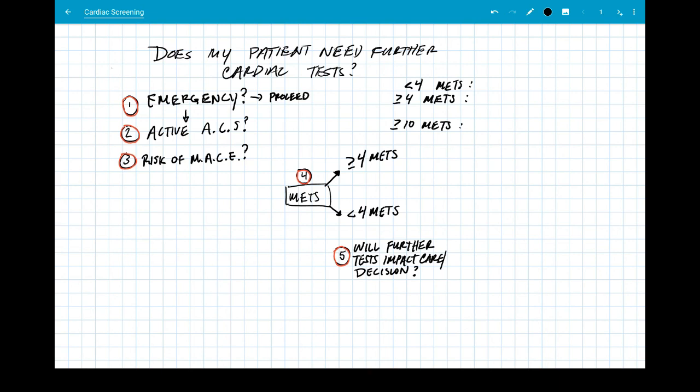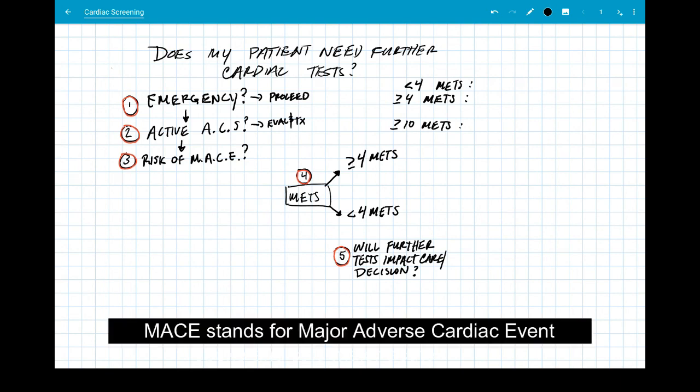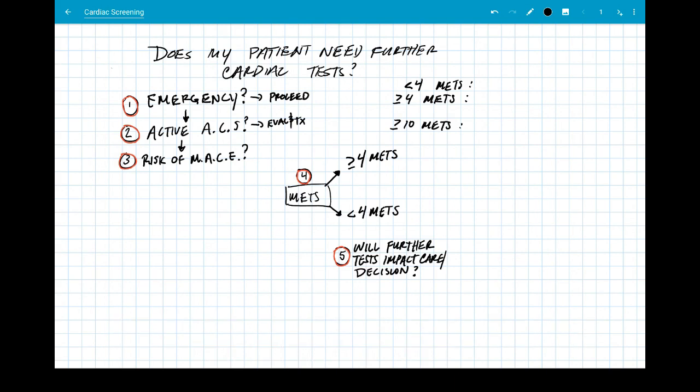If this is not an emergent case, is the patient having active acute coronary syndrome? If the patient is having active acute coronary syndrome, then you evaluate and treat accordingly. If this is not acute coronary syndrome, then what is the risk of a major acute cardiac event during the procedure? There are a few different ways that you can evaluate the risk of having a major cardiac event during the procedure. The most common one is the RCRI, or the Revised Cardiac Risk Index.